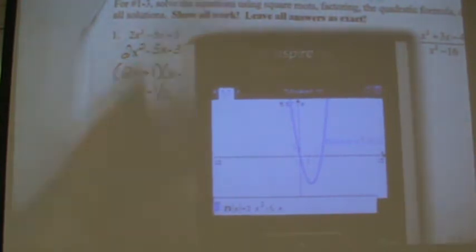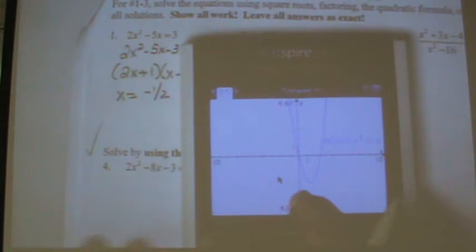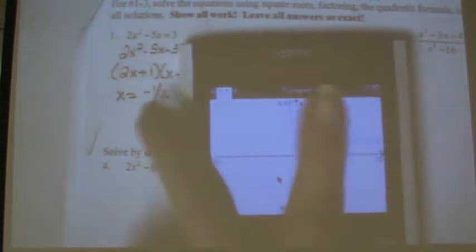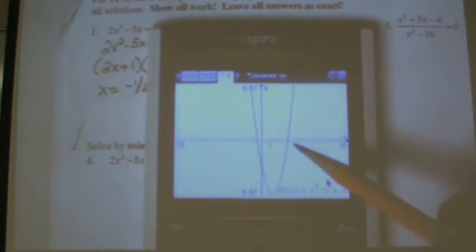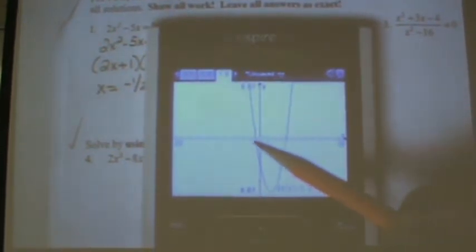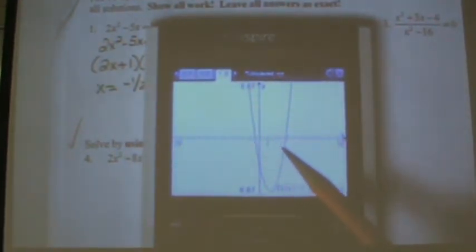Let's still run it though. Do you have it in yours? Who has it? Thank you, Abby. You guys should be ashamed of yourselves. Come on. There you go. You're gonna type it in, and you're gonna find your 2 zeros, which are -1/2 and 3.